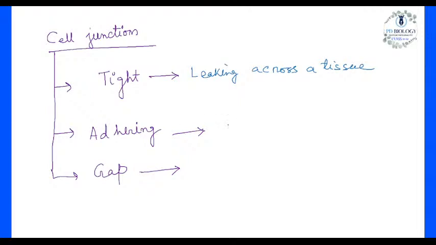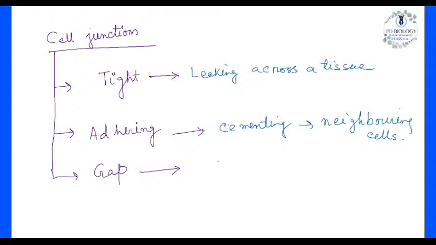Adhering junctions perform cementing, to keep the neighboring cells together.